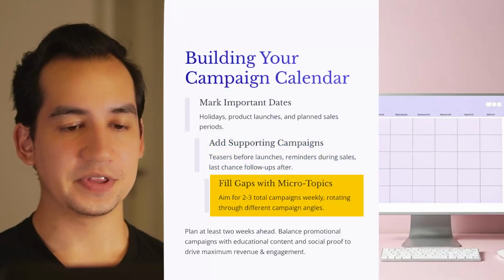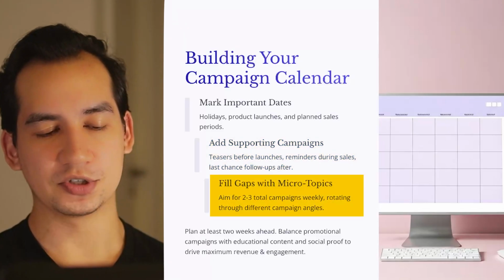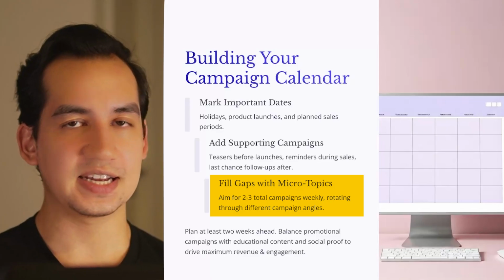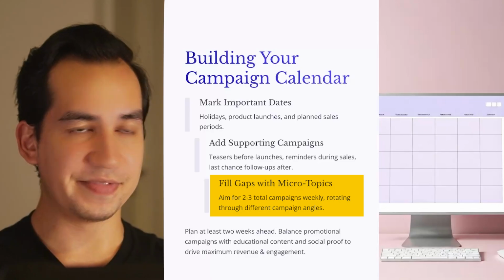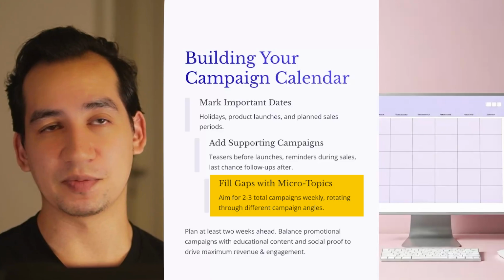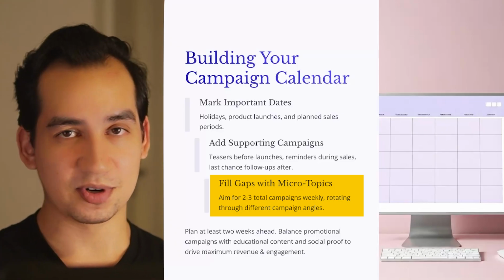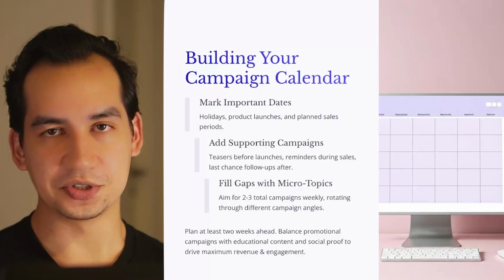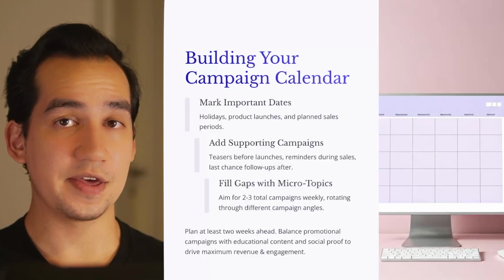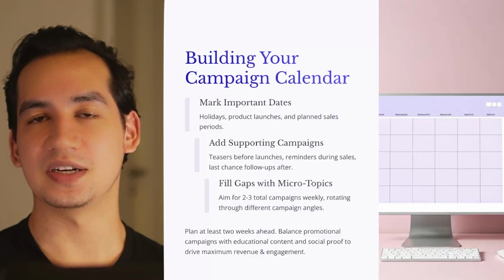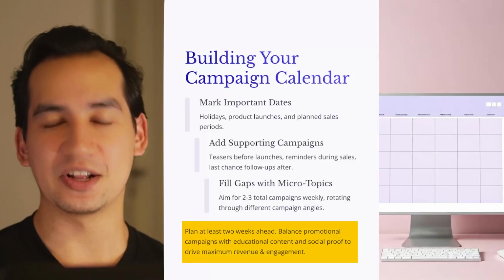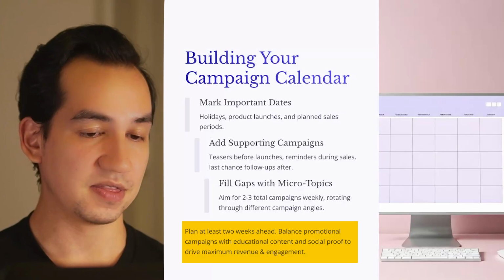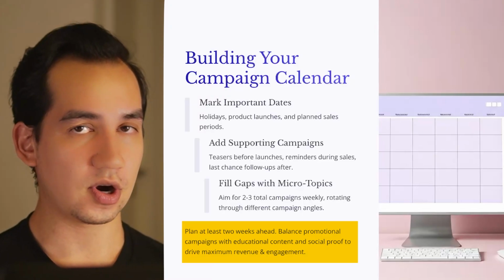And then finally, fill the gaps with micro topics. You want to aim for 2 to 3 total campaigns weekly, rotating through different campaign angles. Using that product launch example, the first week of June is dedicated to hyping up the product and building awareness around it as the product is released, sending follow-ups, etc. For the rest of June, let's say you don't have anything else planned. This is where those micro topics come in: the more nurture campaigns, value-focused campaigns, etc. And that's basically all of the other content that we covered earlier in this video.